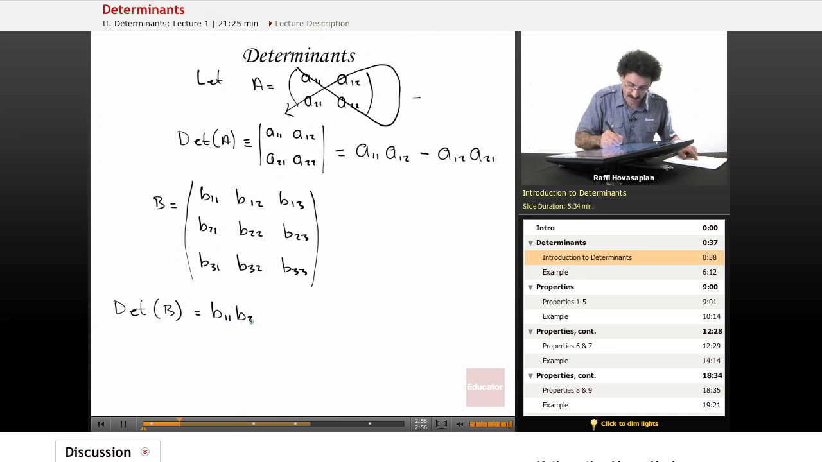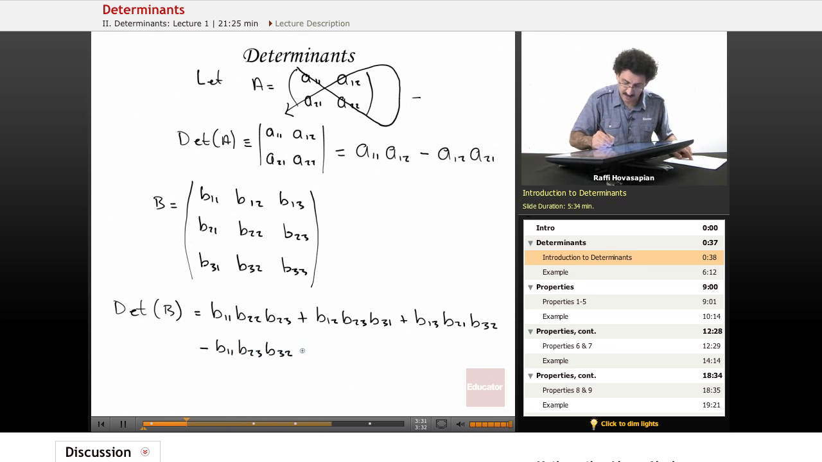B11 times B22 times B33 plus B12 times B23 times B31 plus B13 times B21 times B32 minus B11 times B23 times B32 minus B12 times B21 times B33 minus B13 times B22 times B31. Here is the pattern.